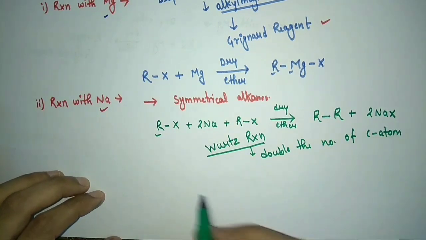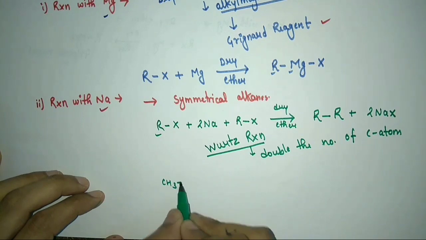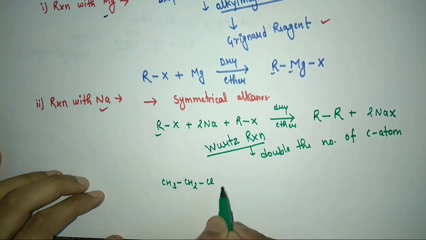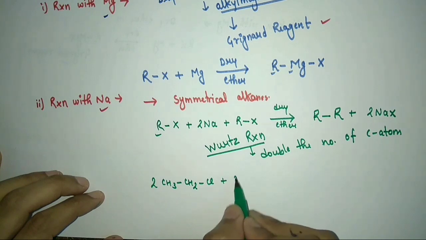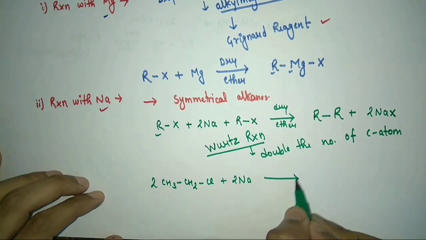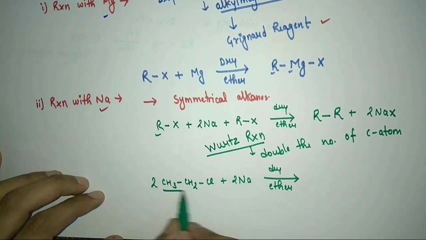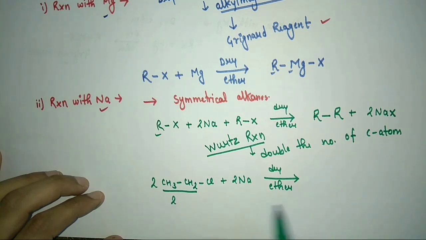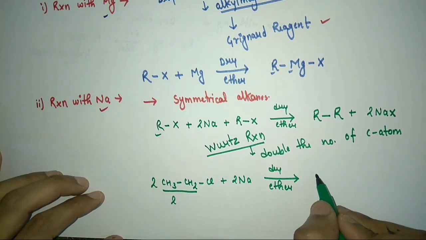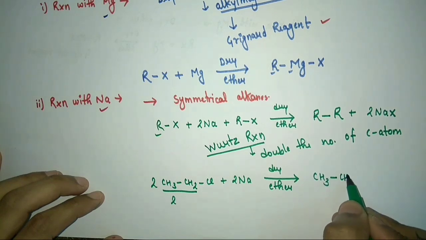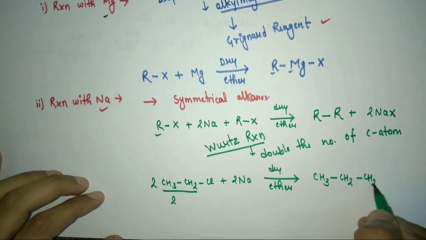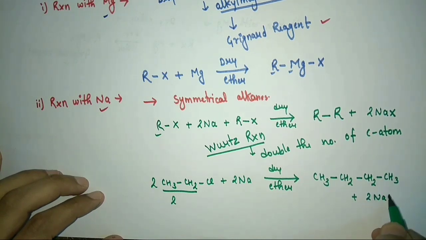Let us suppose that we take ethyl chloride, that is CH3CH2Cl, 2 moles, plus 2 moles of sodium metal in the presence of dry ether. Then what will happen? It just doubles the number of carbon atoms. Here there are 2 carbon atoms, so in the product we will get 4, that is butane, CH3CH2CH2CH3, and 2 moles of NaCl will be evolved.